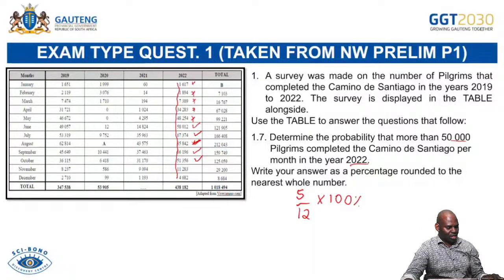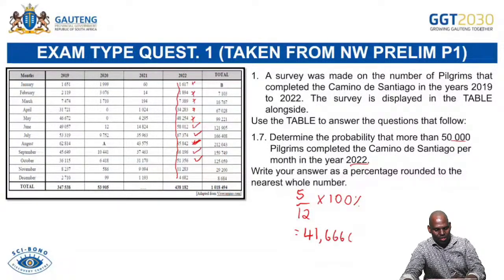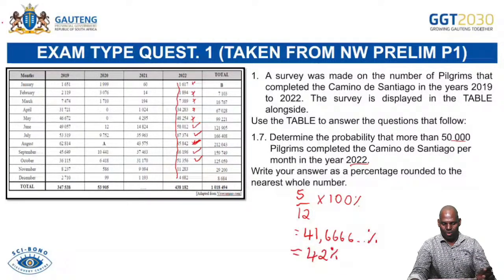On your calculator, you say 5 divided by 12 and then multiply by 100, and then I'm getting 41,66, and so on and so on. So if we have to round it up to the nearest whole number, this will be 42. So it's 42%. Remember the percentage, so it must be 42%, because they say the answer in the form of a percentage rounded to the nearest whole number.